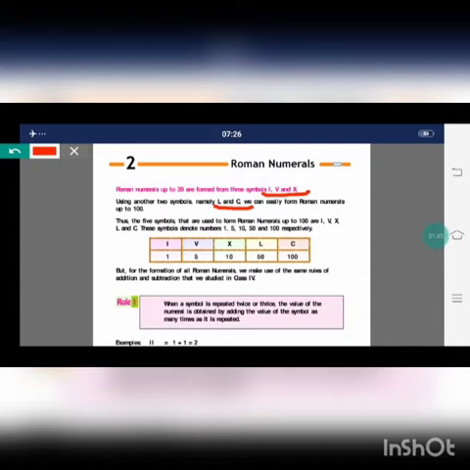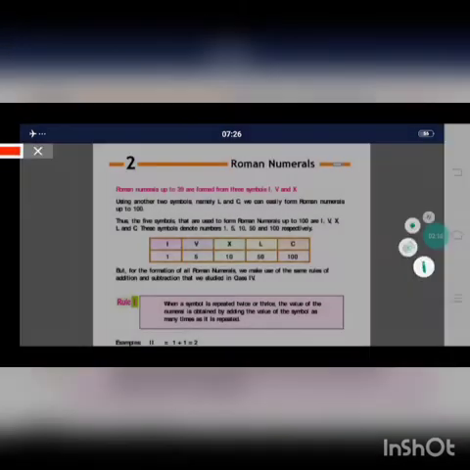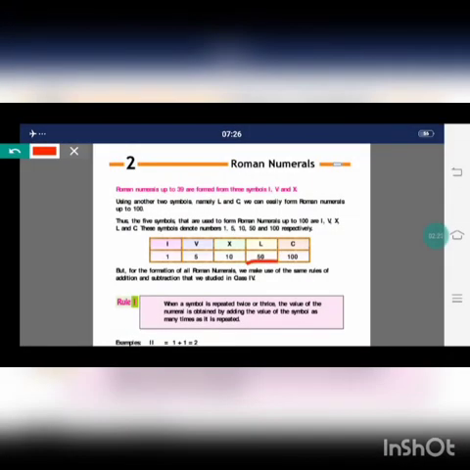Thus the 5 symbols that are used to form Roman numerals up to 100 are I, V, X, L and C. So look, students. I means 1. V means 5. X means 10. L means 50. C means 100.